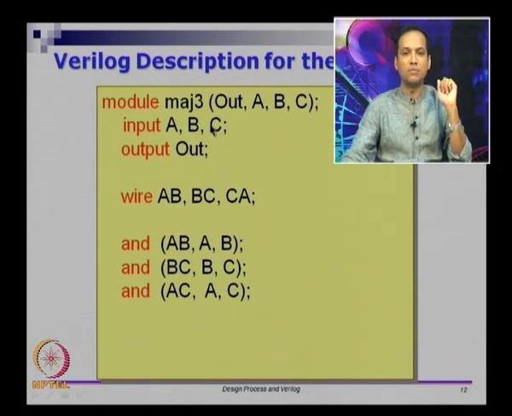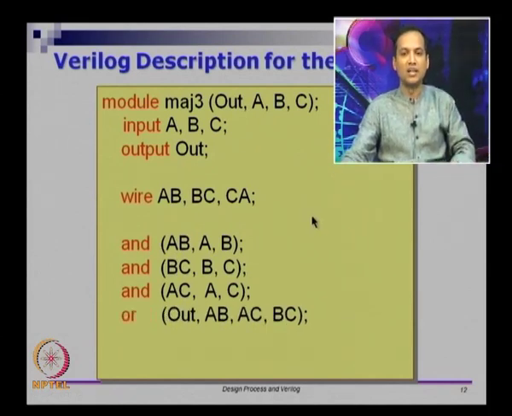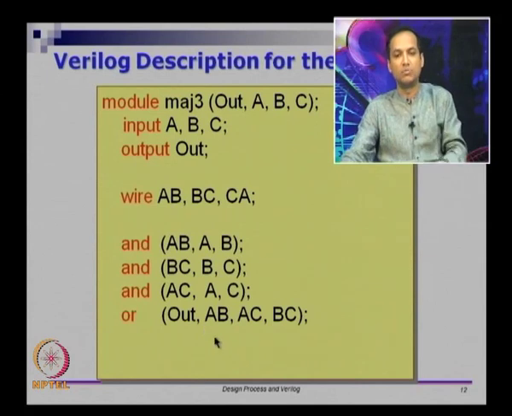So there are 3 inputs A, B, C and 1 output out. These are also wires, and then you have wires AB, BC and CA, which are all intermediate wires that you need. So you have picked 3 AND gates and you have 3 dangling wires now. They are called AB, BC and CA. They form one end of the wire. The other end of the wire must go to the 3 input OR gate.